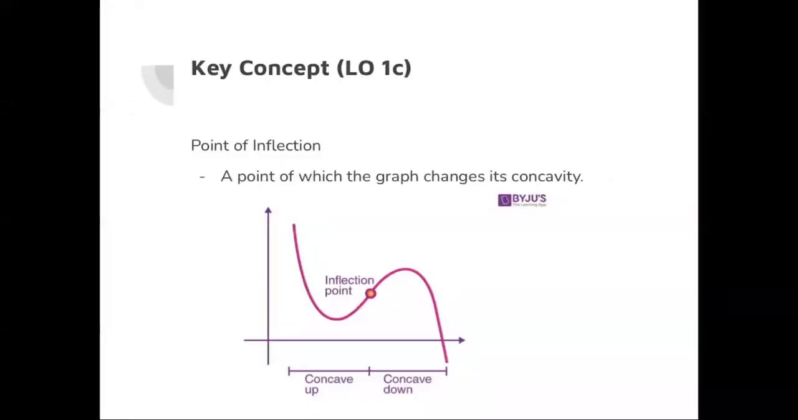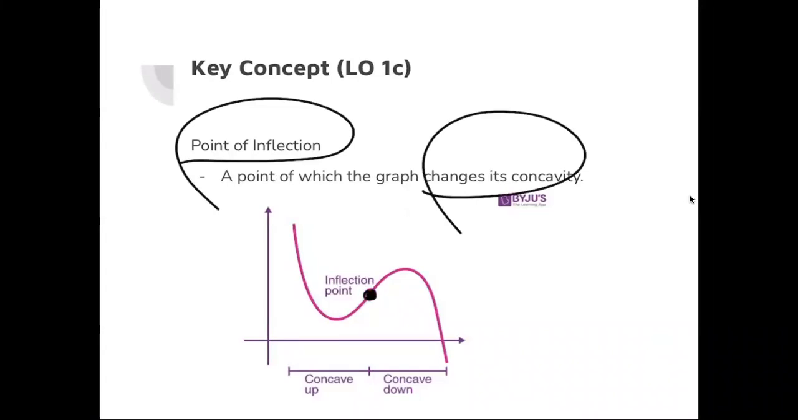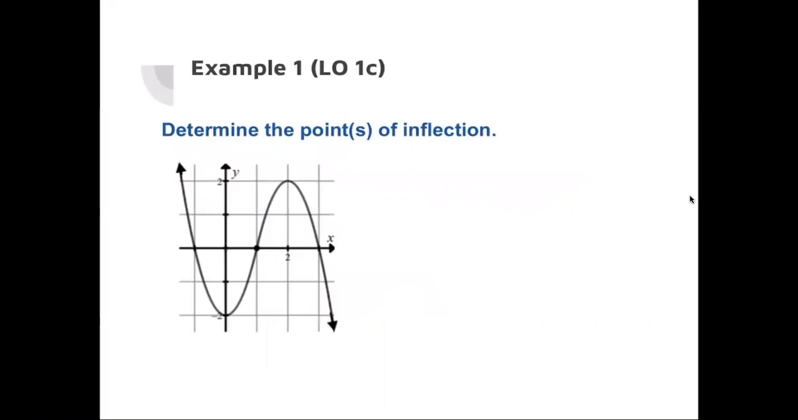Great. In relation to concavity, we're going to learn a concept called point of inflection. What is the definition of point of inflection? It's the point of a graph where its graph changes its concavity. For example, in this graph, up till this inflection point, the graph is concave up. But after it passes that inflection point, it changes to concave down. So this point is where the graph changes its concavity. So that's kind of how you should know.